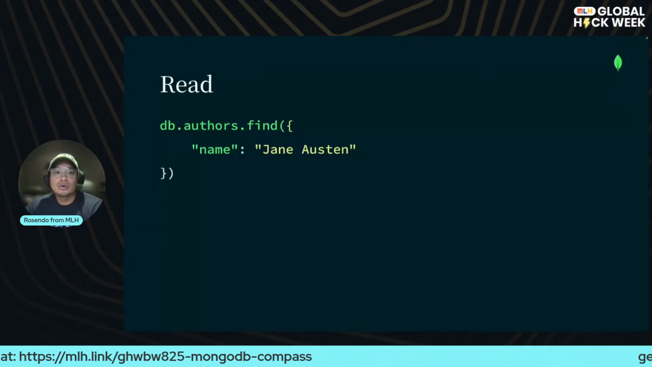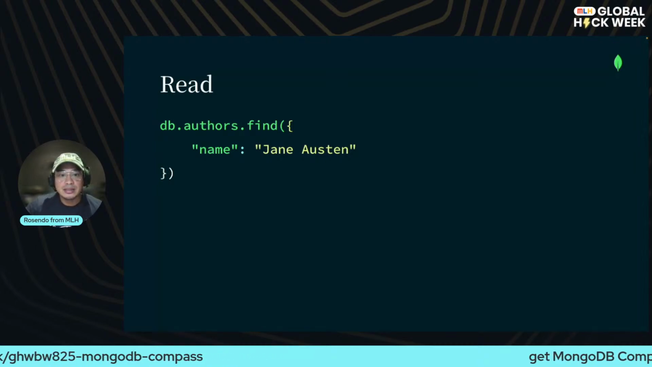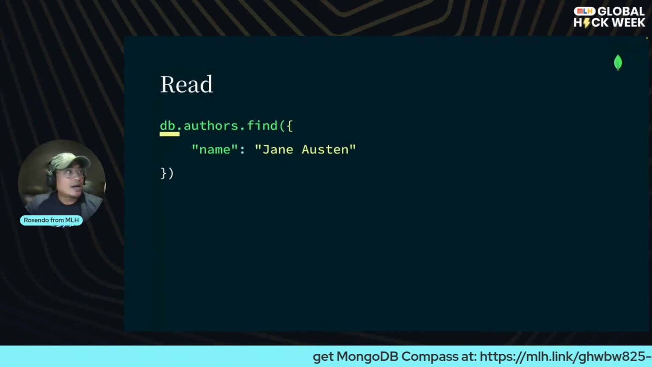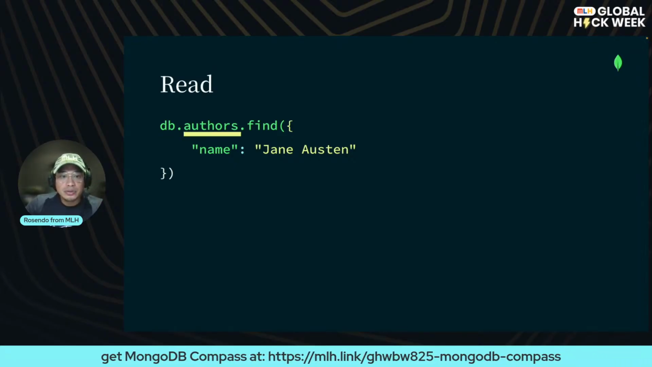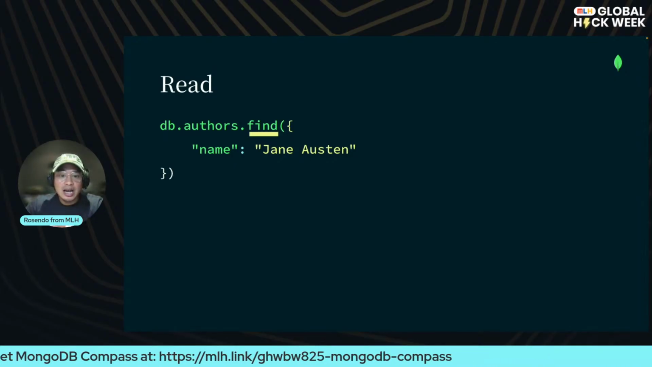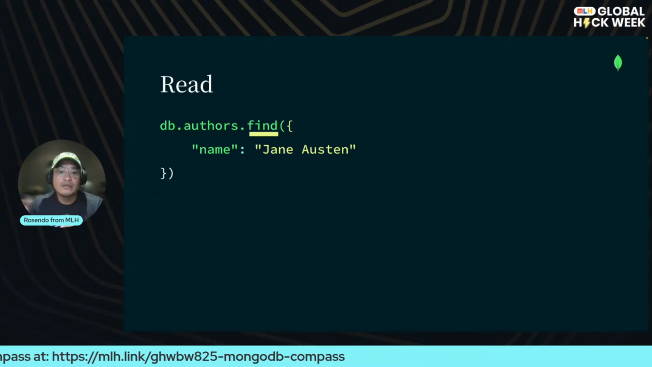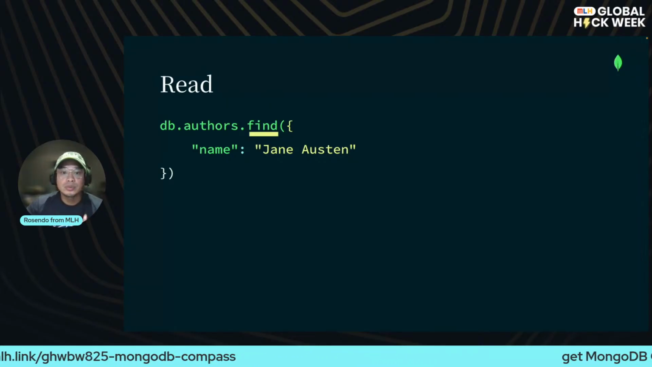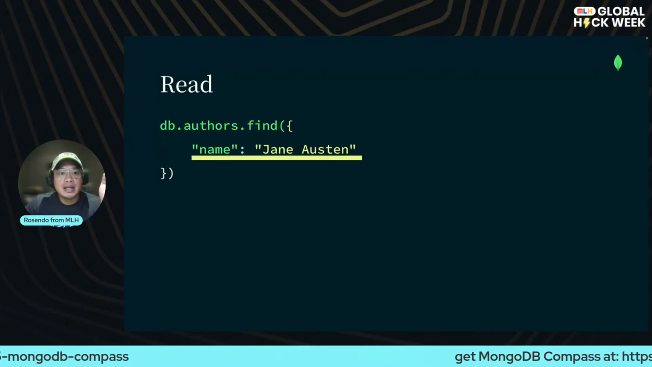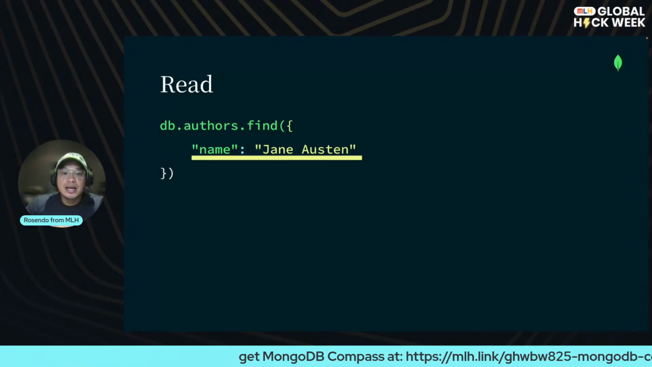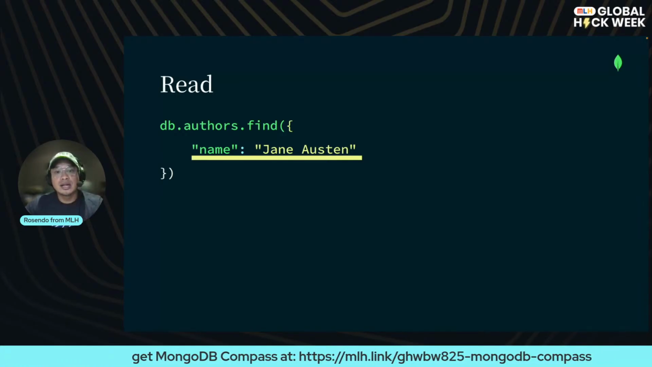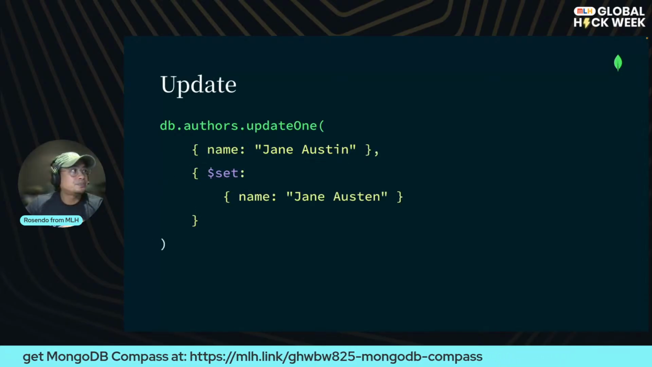So the other one is read. In order to retrieve data from the database, the syntax will feel very similar to the command we just looked at. Right now, you're in the current database. Then this is the collection, named authors. Next, you're going to find all the documents that match the query. There's also a findOne command if you only want to retrieve one document. And then next, we're going to pass the query to the find method. In this case, we're querying for documents where the name field is set to Jane Austen.